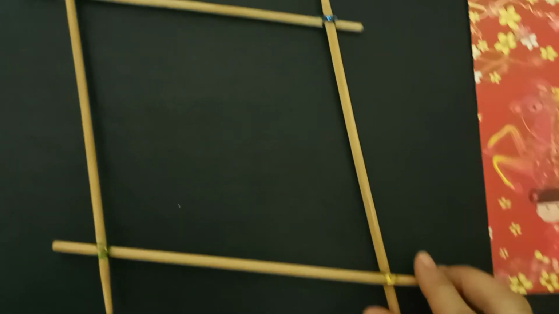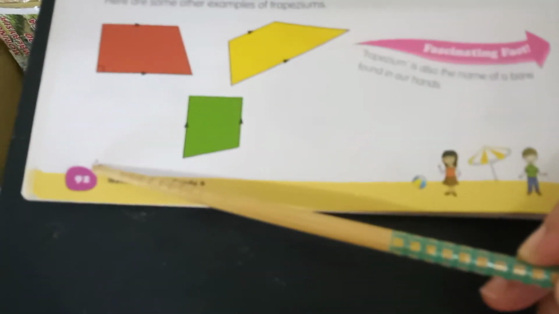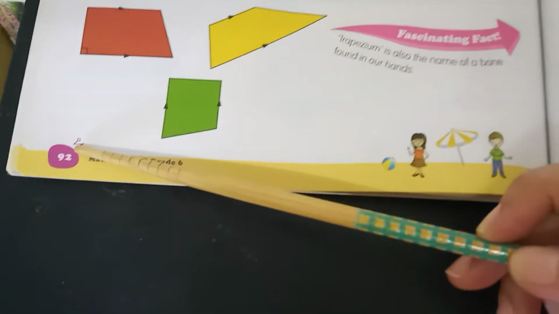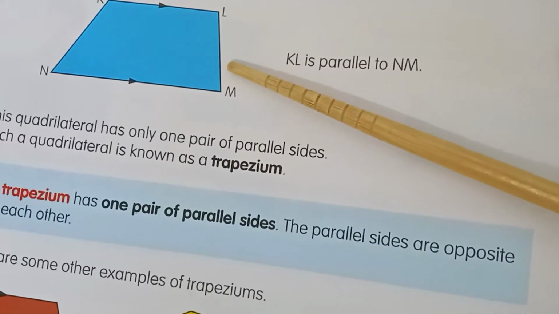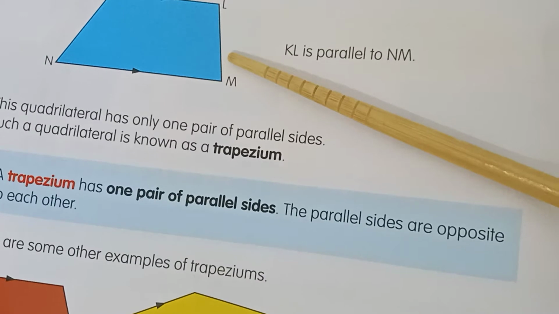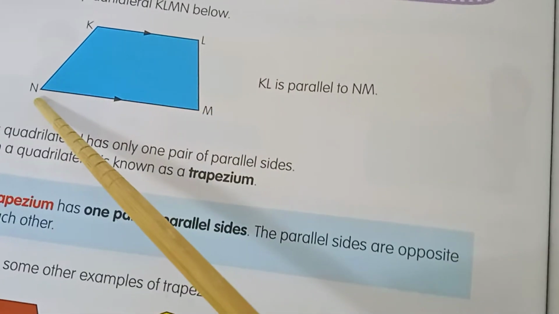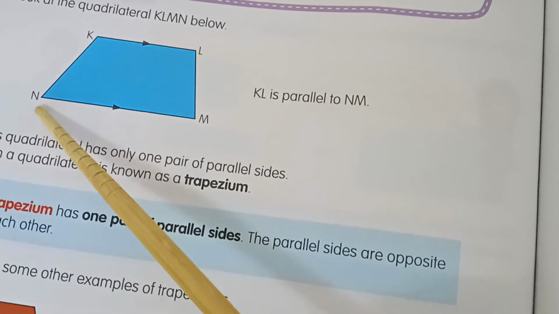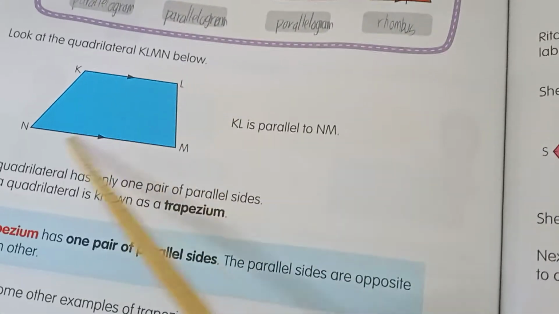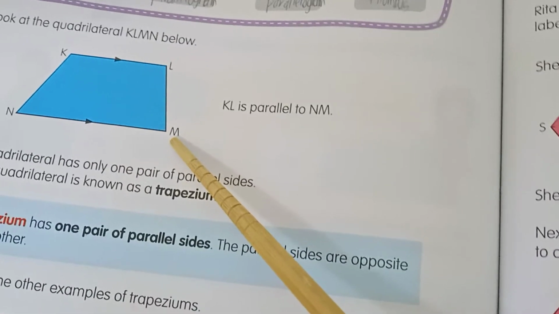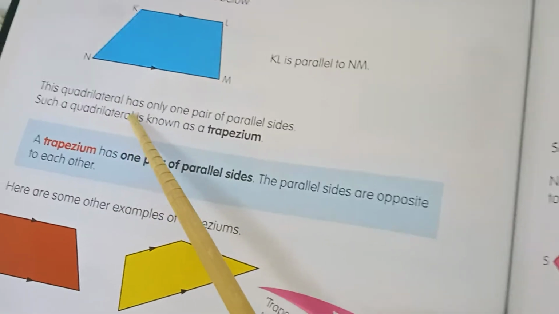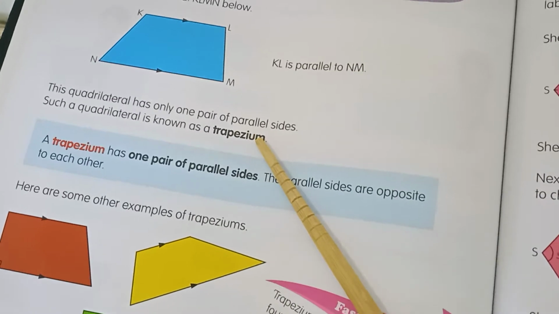Right. Now today, I'm looking at your textbook, page 92. Can you see that? Is it blurry? Okay, it's a little bit blurry. Here we have a blue quadrilateral. It says the quadrilateral KLMN.